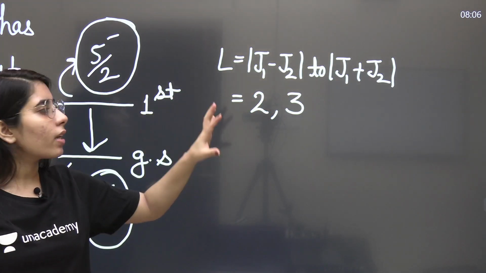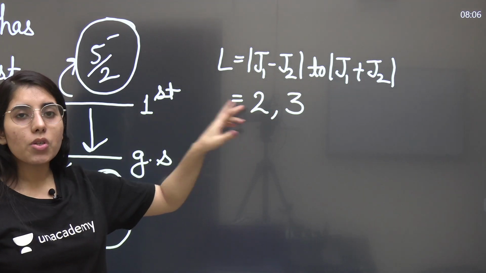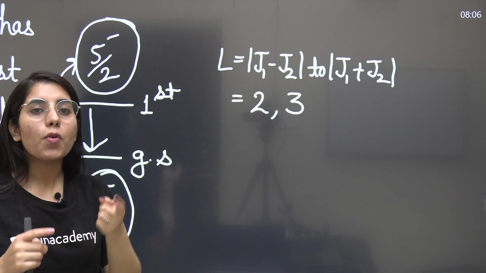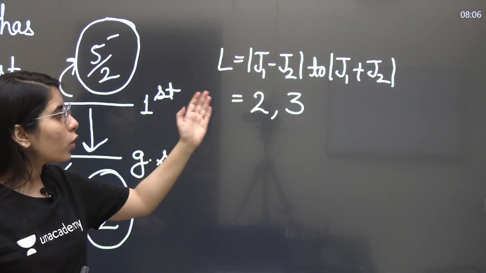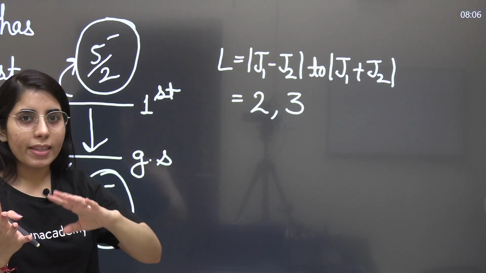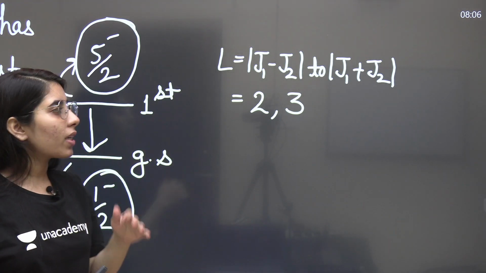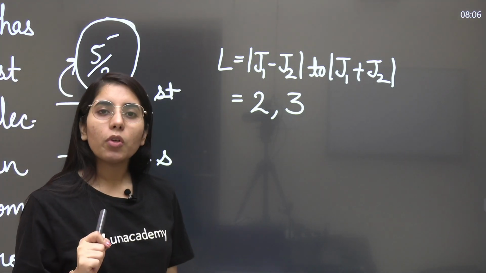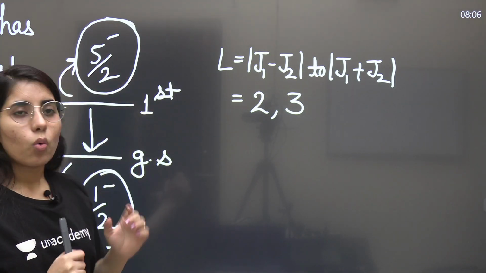Also, if these are not consecutive values, then you have to write the values at an interval of 1, 1, 1. Like if you are getting 2 and 6, then 2, 3, 4, 5, 6, like that, you will write all the values. Okay, that was just an example, don't worry. Next thing: what is the role of this L?